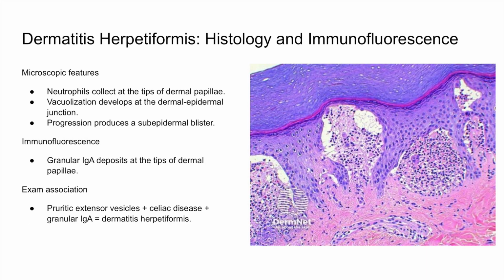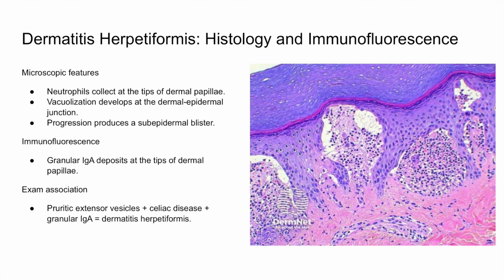So microscopically, dermatitis herpetiformis begins with a collection of neutrophils at the tips of the dermal papillae, forming papillary microabscesses. Vascular injury develops along the dermal-epidermal junction, and progression eventually creates a subepidermal blister. Direct immunofluorescence is the key diagnostic test and shows granular IgA deposits at the tips of the dermal papillae.